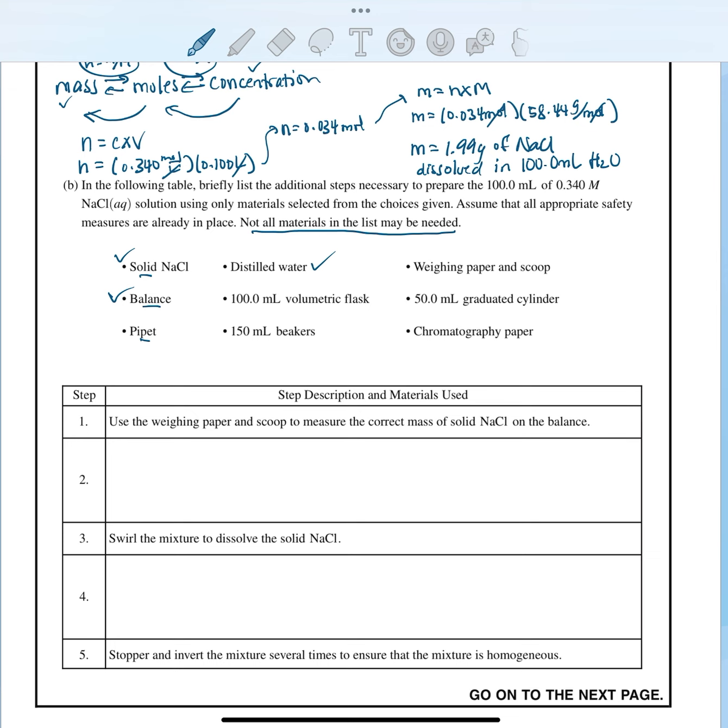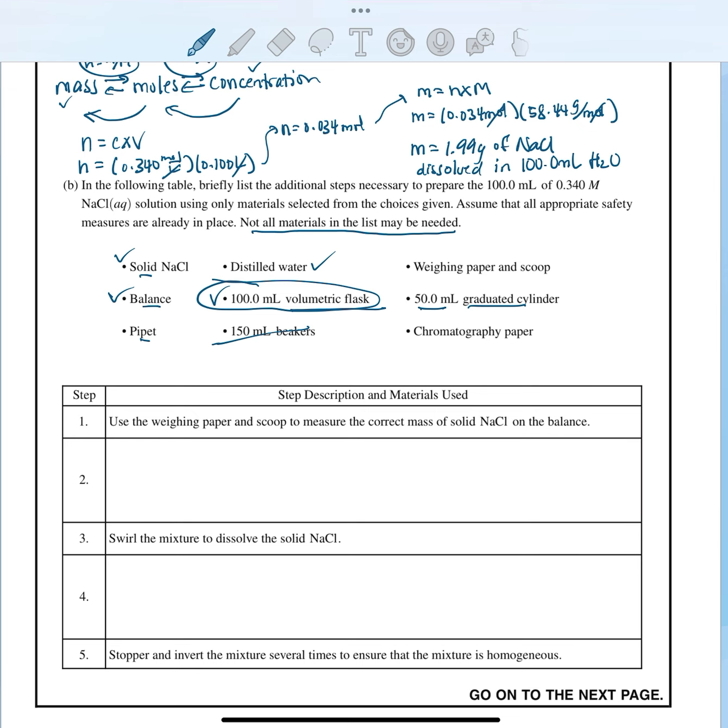I definitely will need a 100 milliliter volumetric flask, because remember that a volumetric flask is more calibrated, more accurate, even than a graduated cylinder. Having a 50 milliliter graduated cylinder wouldn't be so useful because I would have to measure it twice, and it would not be as accurate as this one over here. Same thing with the beakers. I don't think I really need those, because we don't use beakers to measure volume.